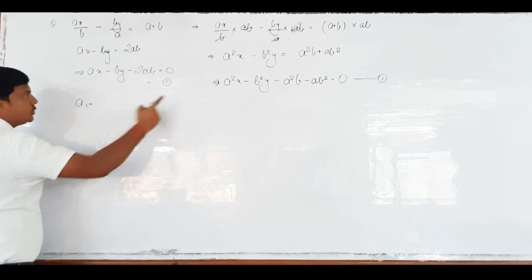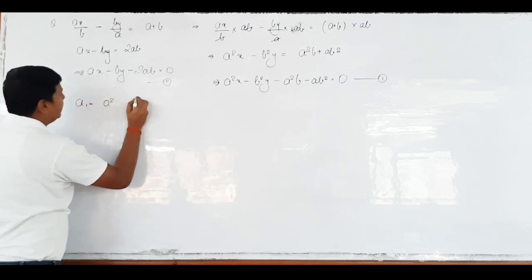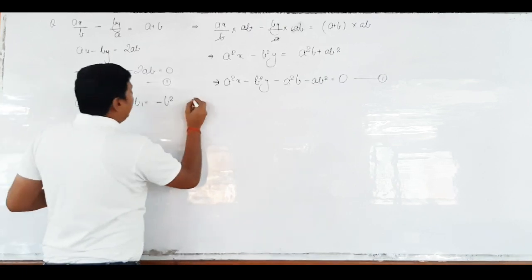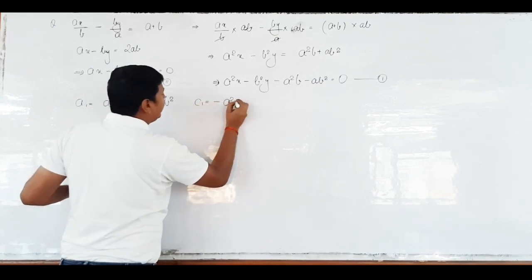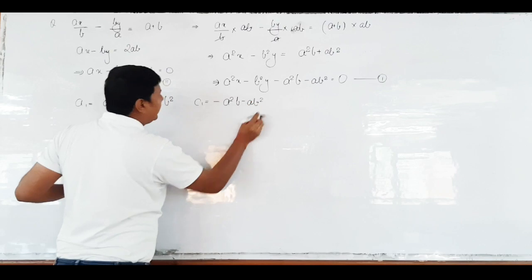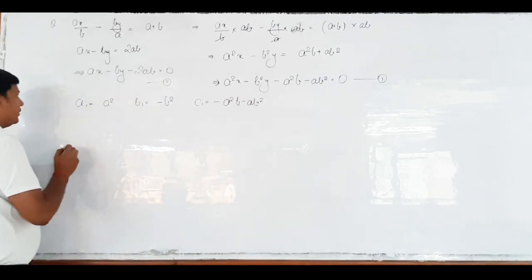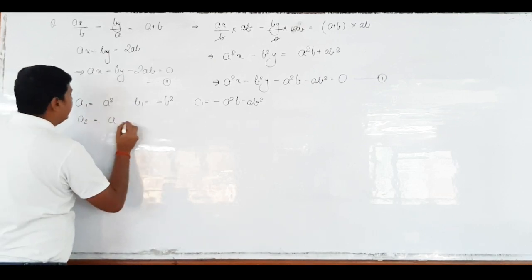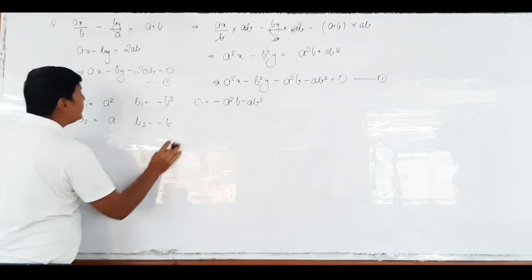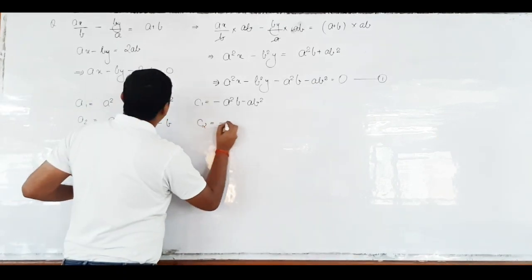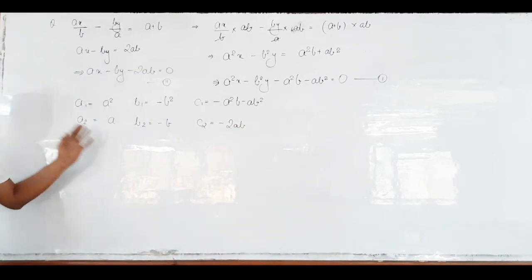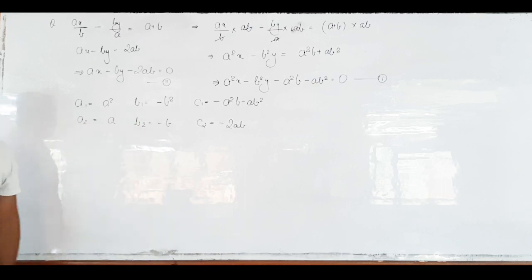So A1 is how much? A square. B1 is minus B square and C1 is minus A square B minus AB square. A2 is A, B2 it's minus B and C2 it's minus 2AB. Now, we have written A1, B1, C1, A2, B2 and C2. No problem.